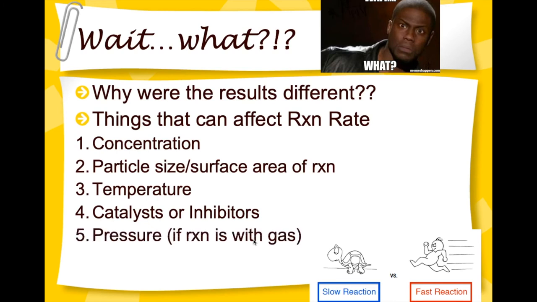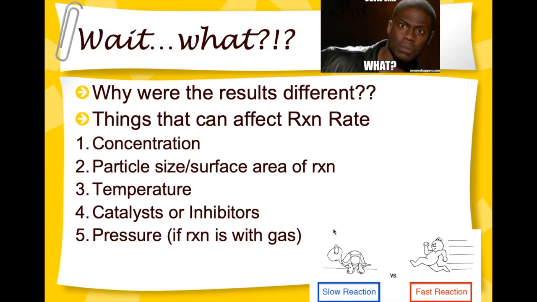The last one that I'm going to mention is really only if you're dealing with gases. Higher pressure means you're forcing the particles to interact a lot more, so you'll get a faster reaction if you're dealing with gas particles. Lower pressure means that those particles are not going to interact as much, so if those are gas particles, that'd be a slower reaction.